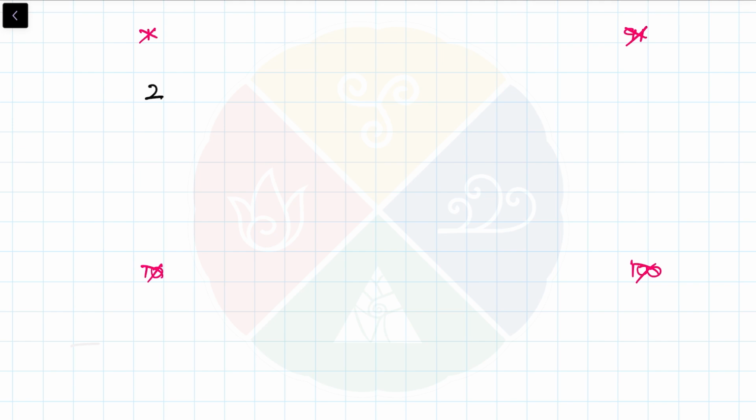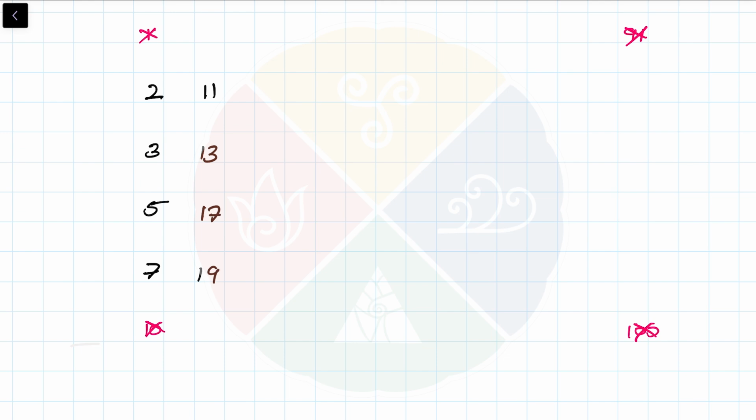We have 2, 3, 5, 7. Let's space it properly. 10 is not there. 100 is also not there. And similarly, we also have 11, 13, 17, 19. These 8 prime numbers you have to learn by heart.